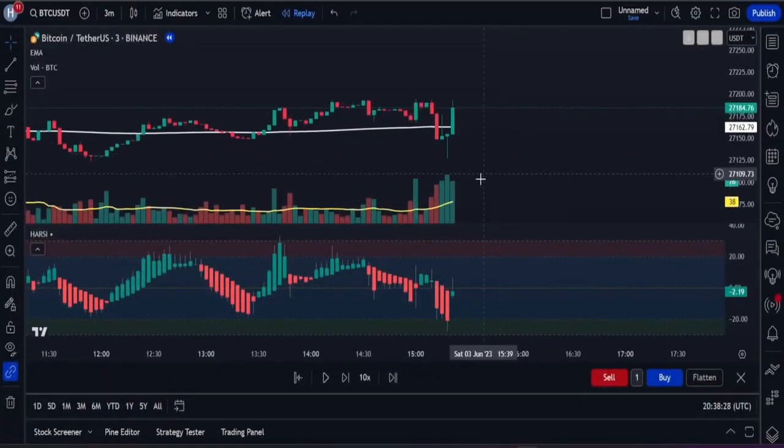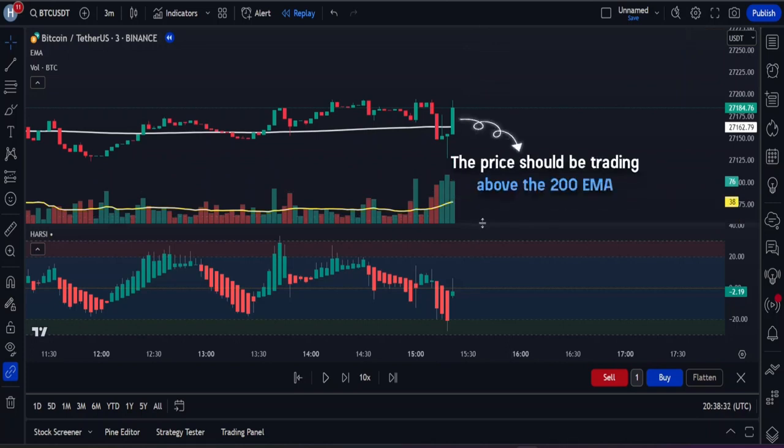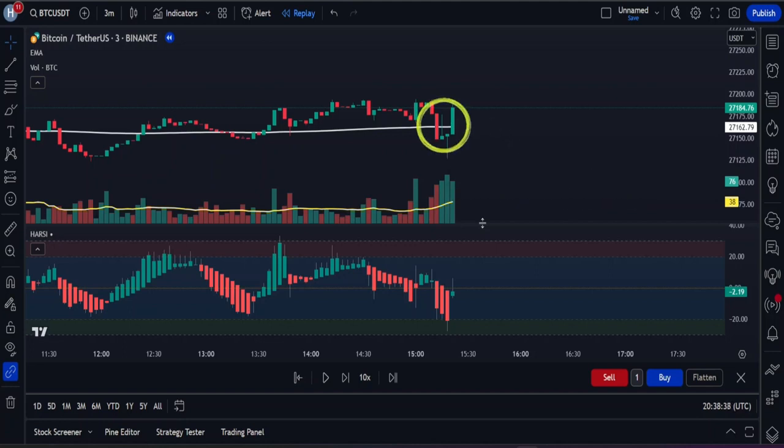So, for a buy trade to be valid, first of all, the price must be in an uptrend. We know this because we can see that the price is trading above the 200 period EMA. However, we can also see that the price just made a pullback to the EMA after which a buy candle was printed, which is a buy signal.